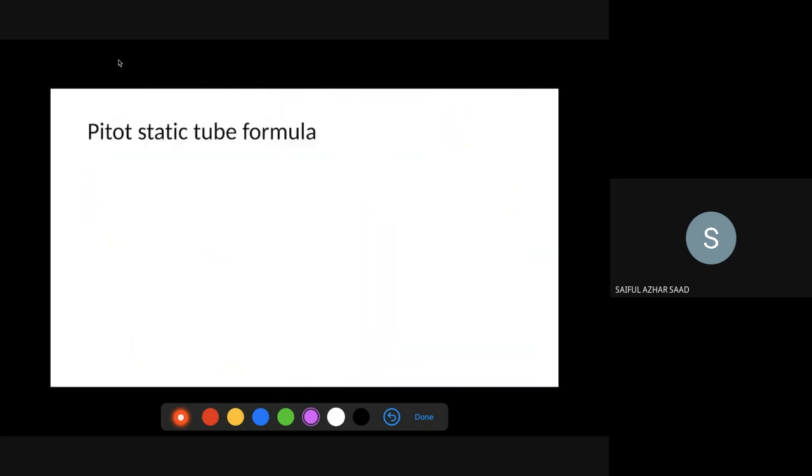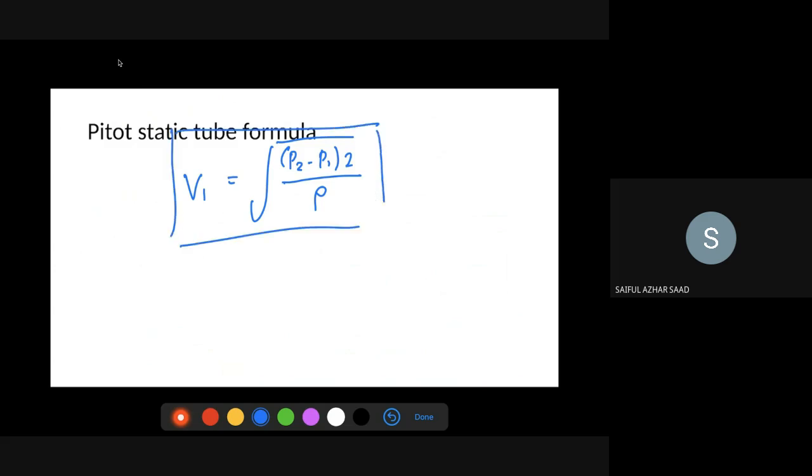All right, so now my formula will be, my V1 is actually equal to the square root of (P2 minus P1) multiplied by 2 over rho. So this is my formula for the Pitot tube. And then also, if I want to calculate the flow rate, Q1 is actually equal to V1 multiplied by area, and then P2 minus P1 multiplied by 2 over rho.